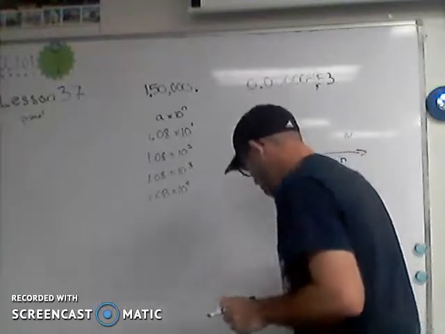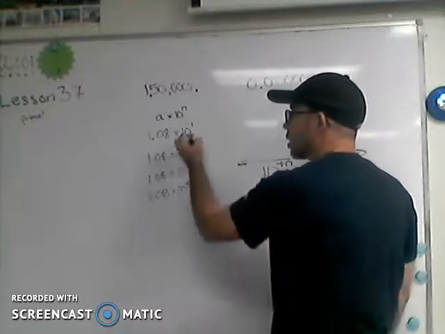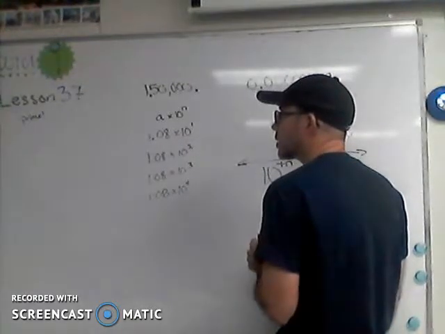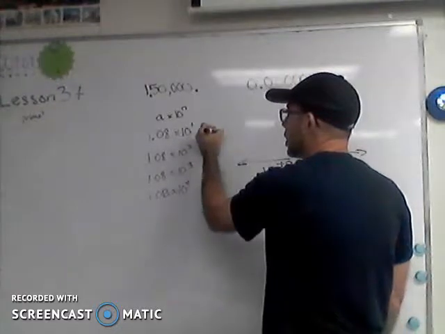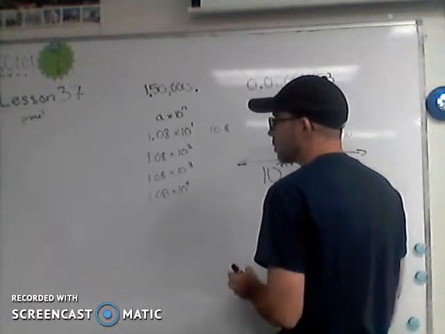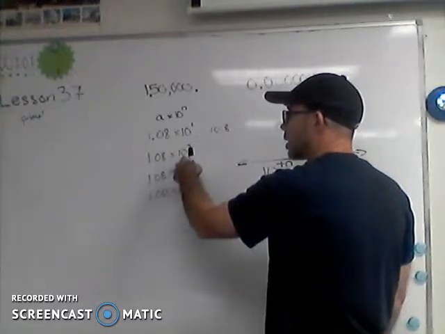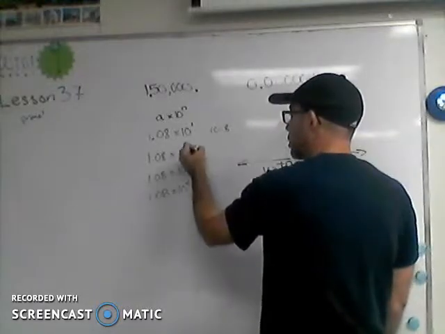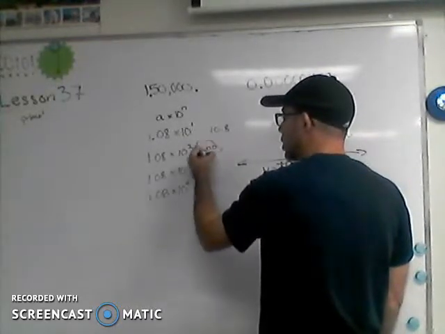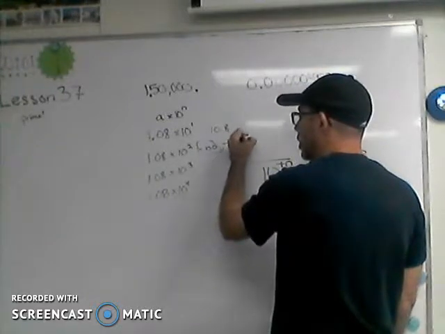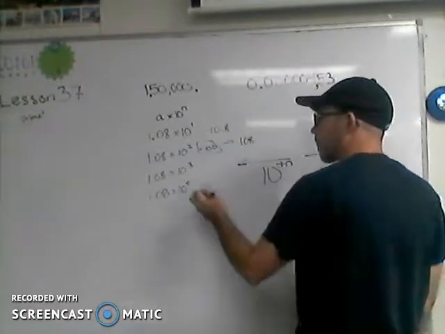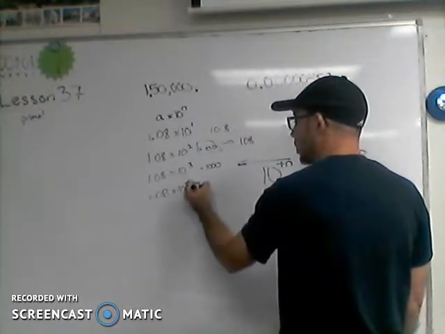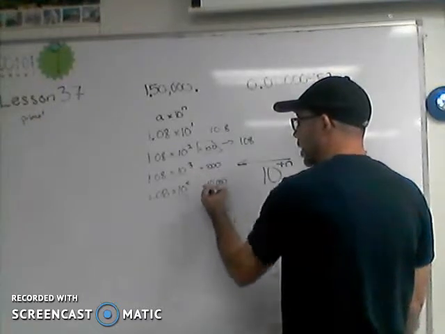Simply stated here, they had a whole bunch of these there in the book, and we're looking at their value, right? 1.08 times 10 to the 1 is 10.8. 1.08 times 10 to the 2 is the same thing as multiplying by 100, right? Same thing as multiplying by 100. And that gives me 108. This is the same thing as multiplying by 1,000. This is multiplying by 10,000.